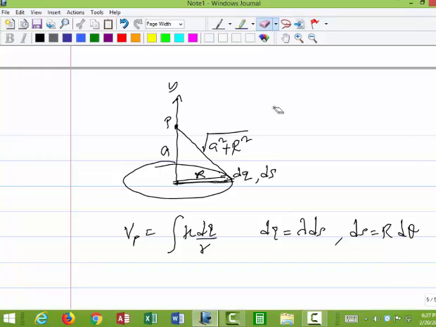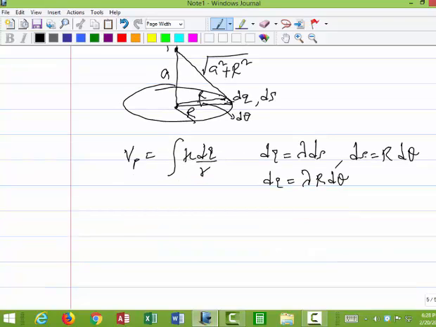Let me see if I can illustrate this better for you. Let's say this is the radius R. I'm taking here a small length, and this small angle is d theta. This is R also, of course. So the length of the arc ds is equal to R d theta, so dq can be written as lambda R d theta.